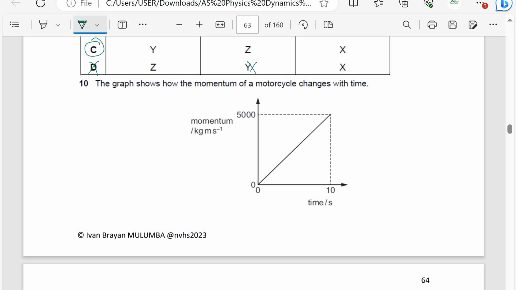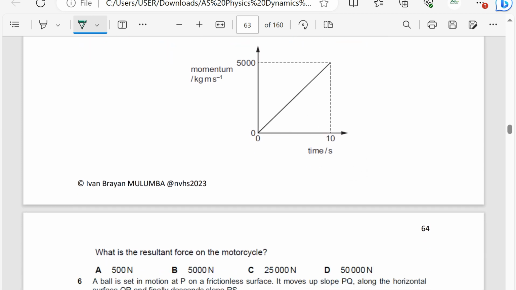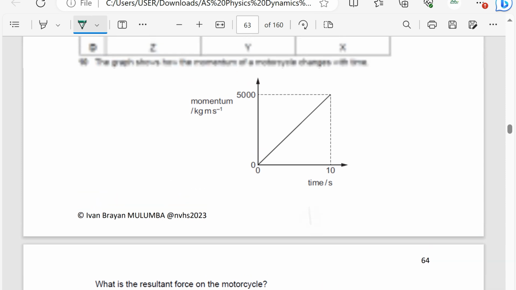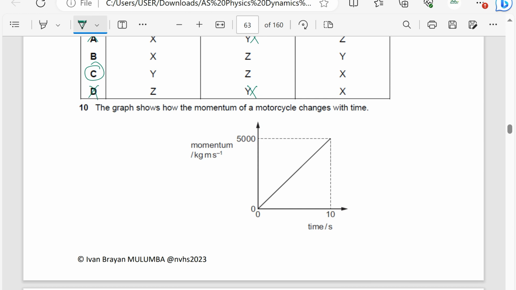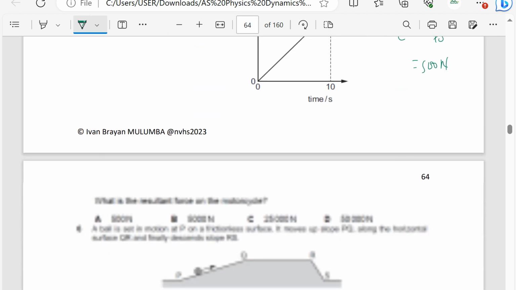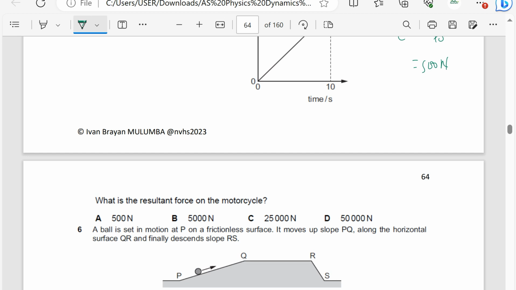The graph shows how the momentum of a motorcycle changes with time. What is the resultant force on the motorcycle? Force is the rate of change of momentum. So force will be the change in momentum over time, which is 5,000 divided by time, which is 10. So that is 500 newtons, which is A.